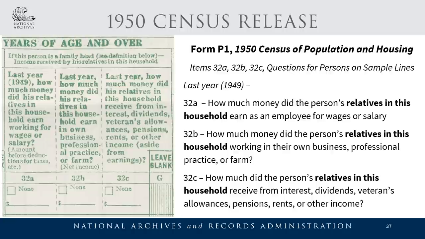Then, questions 32A, 32B, and 32C ask the same questions about the person's relatives in the household. So, items 31A, B, and C ask about income of the person, while items 32A, B, and C seek to get a better understanding of the total household income.